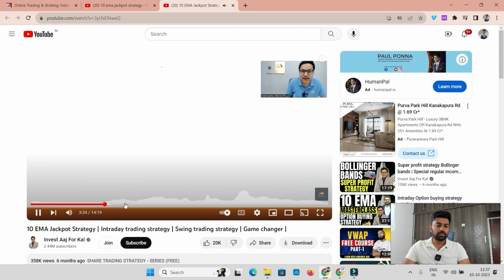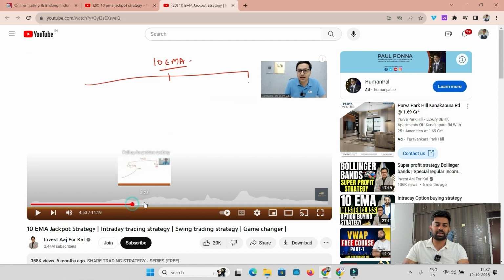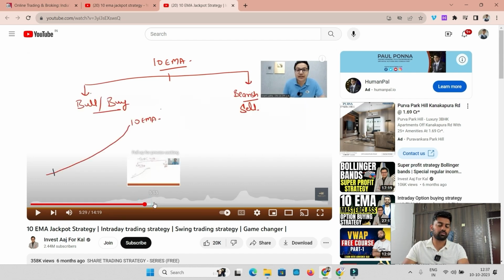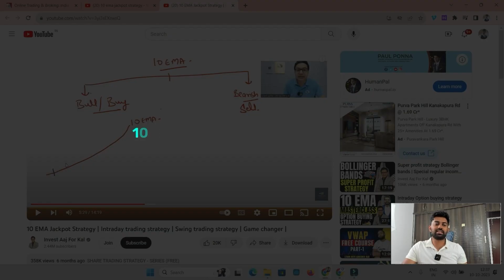The name is 10 EMA. So this is a 10 EMA strategy. And he'll explain EMA, SMA first. I hope we already know what EMA and SMA are. So he says, first let us plot 10 EMA.